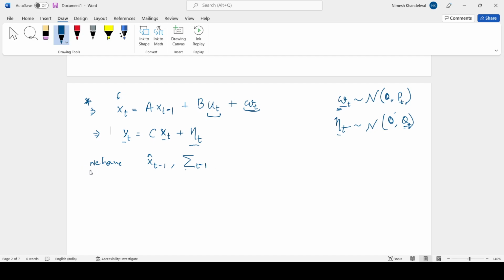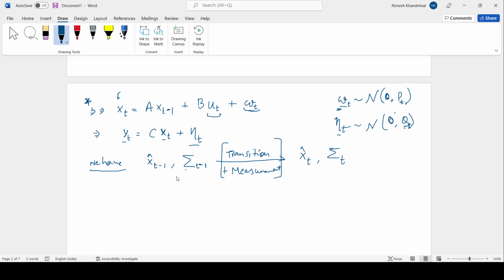Now we have x hat of t minus 1 and sigma of t minus 1, and we want x hat at the next time step and sigma at the next time step. We transit according to the transition model that has been given to us, and then we also include the measurement. You can see this is somewhat similar to what we did in the Bayes filter also.